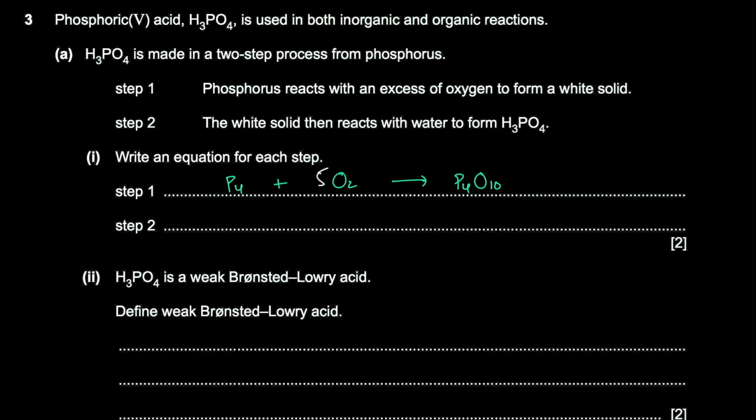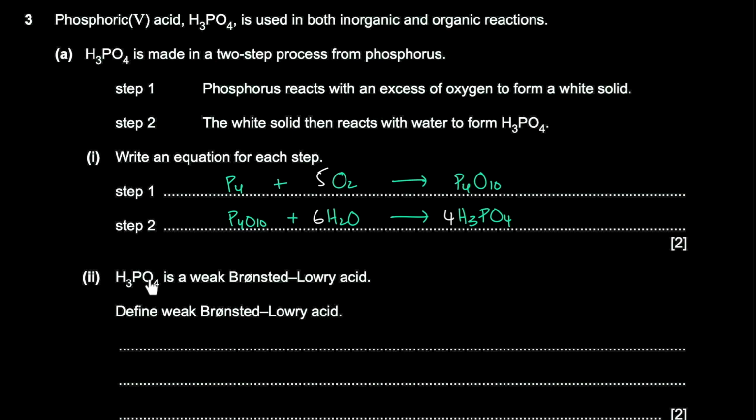And then the P4O10 reacts with H2O to form phosphoric acid. So that's H3PO4. You have 4 phosphorus on the left, so you're going to have 4 phosphorus here. And then you have 12 hydrogens here, so you're going to have 6 H2O.